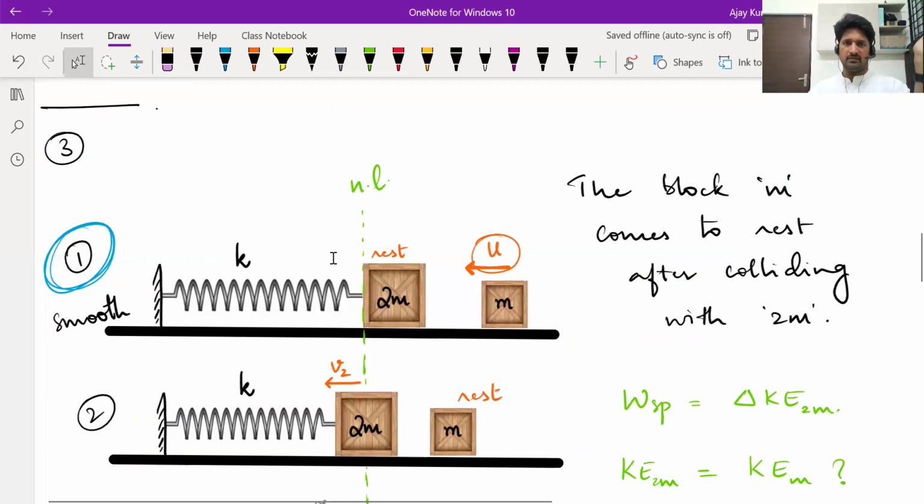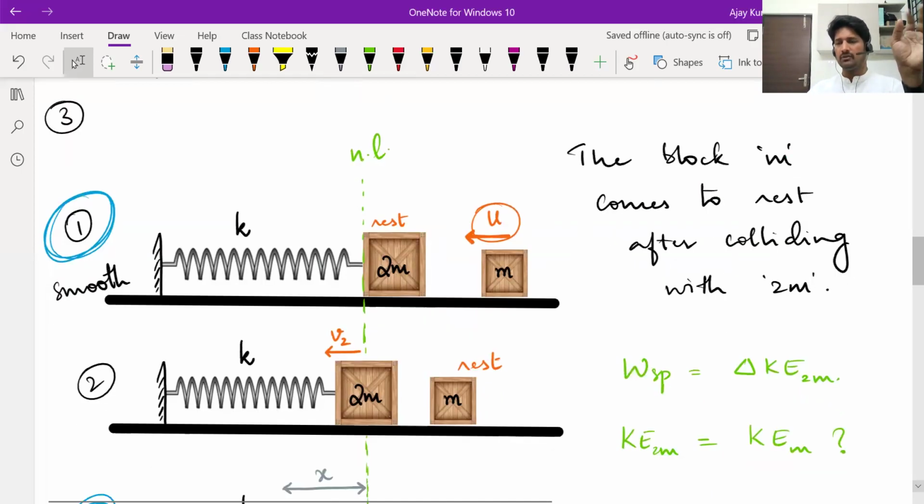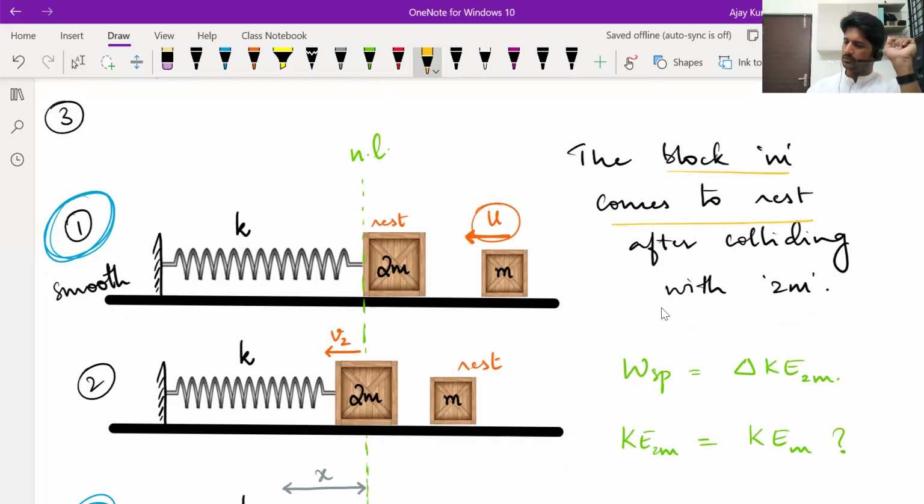First thing is imagination. Not just this problem, any physics problem, especially mechanics. If you want to solve correctly, you should visualize what happens. There was some hint given in the question. Block of mass m comes to rest after colliding with 2m. So we visualize that m goes and collides with 2m, then m dashes into 2m, it exerts a force on it. So 2m starts to move. m stops, 2m starts. Thereafter, the spring gets compressed. So that's the imagination part.